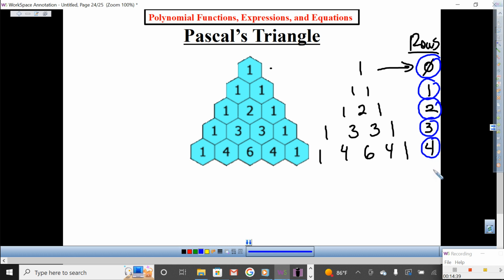Now that you know the pattern, I want you to give me row 5. Row 5. All right, check with the neighbor, see what they got. Hopefully they have something like yours.